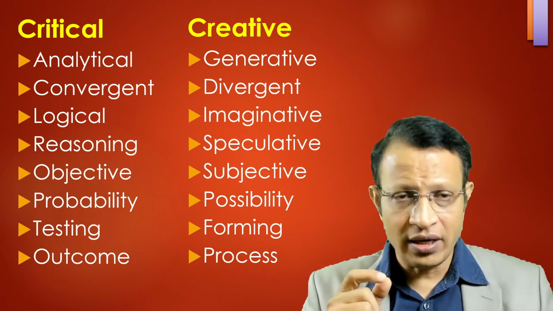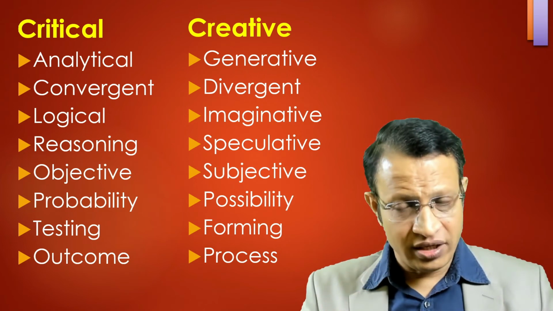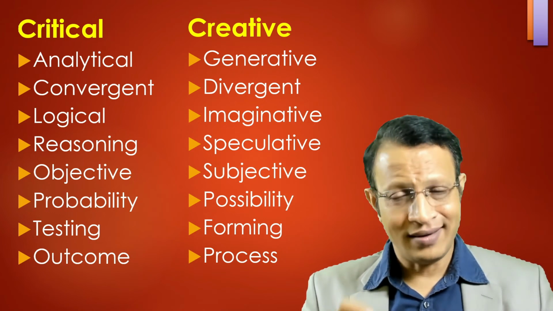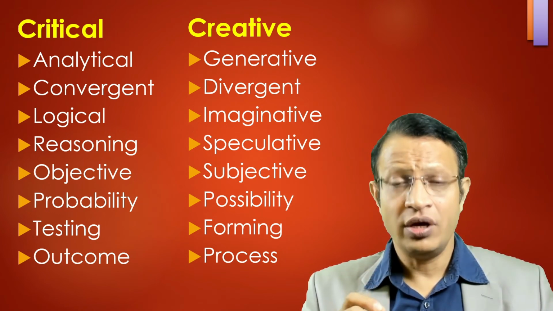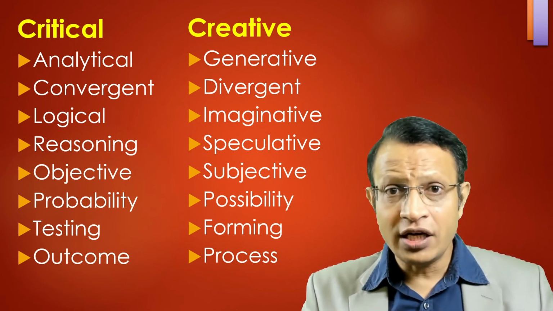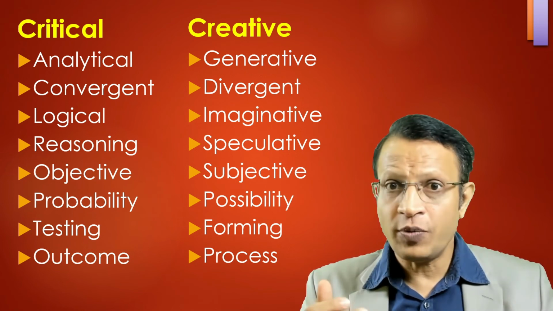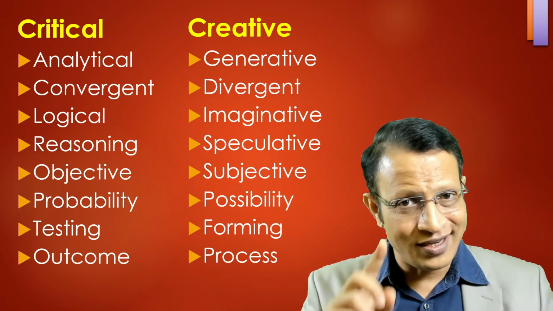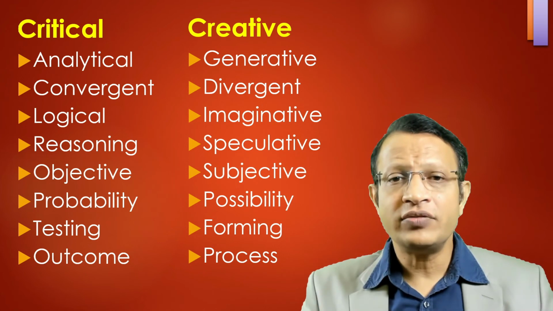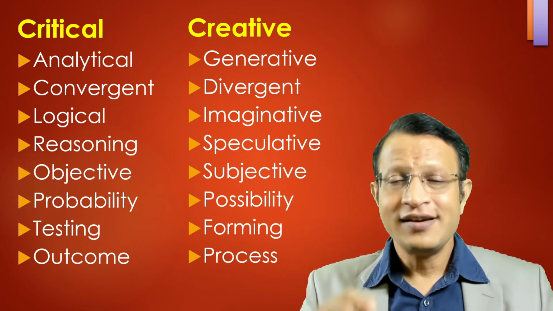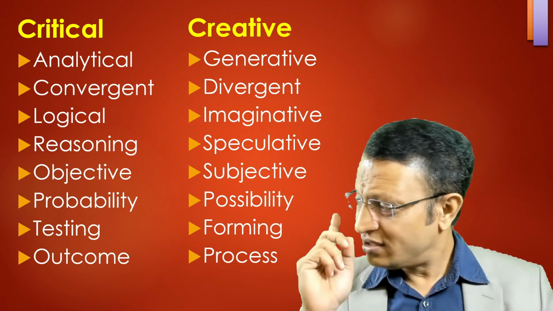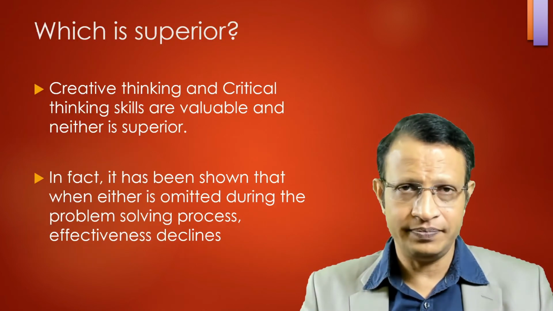Whereas creative is more speculative, critical is very objective, whereas creative is more subjective. It is probability based in critical. That is risk assessment: whichever answer is towards the maximum probability, you will take that decision. Whereas creative is more of possibility. This is possible, that is possible. That means creative thinking is the first step towards critical thinking. In critical thinking, you are testing the hypothesis. In creative thinking, you are forming the hypothesis. Critical thinking is based on outcome, whereas creative thinking is based on processes. So these are the differences between creative and critical thinking.